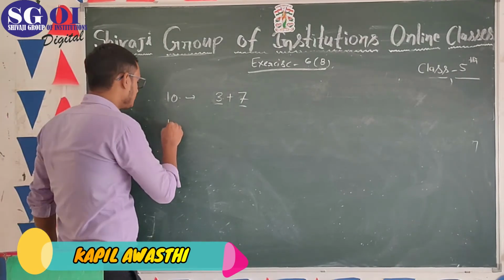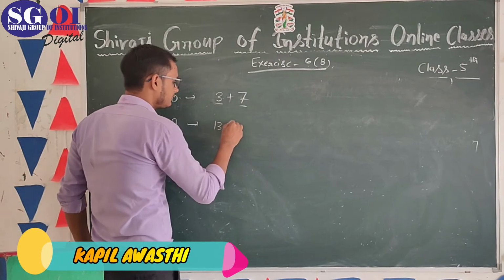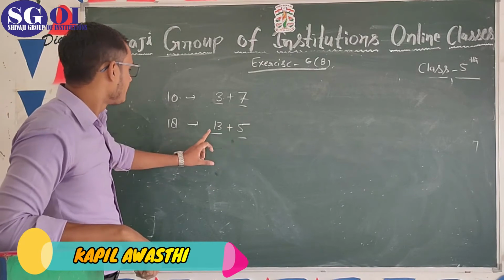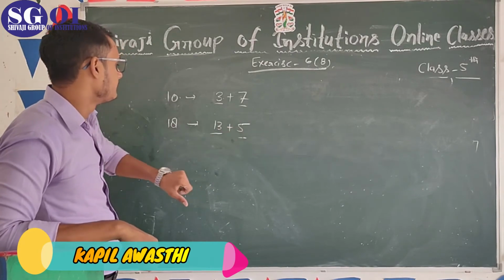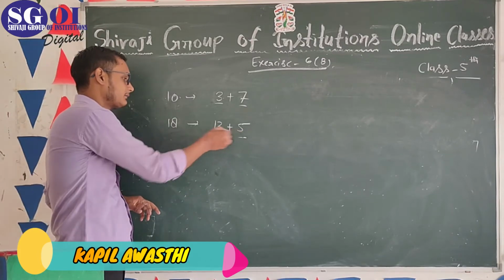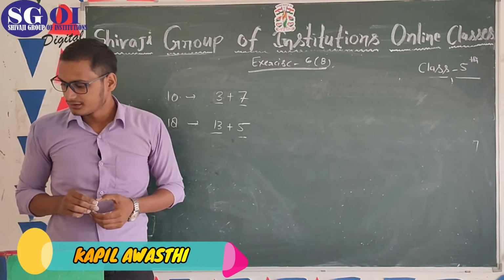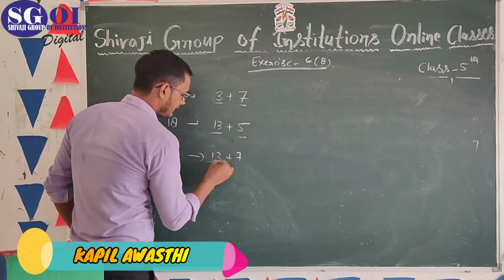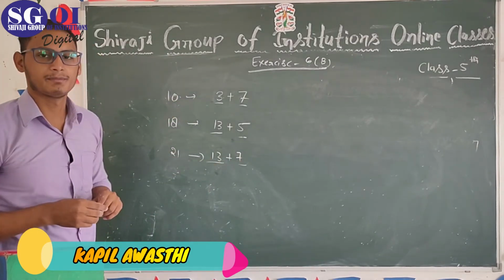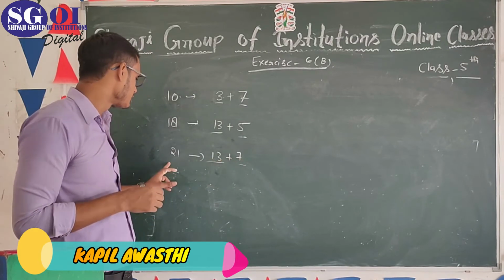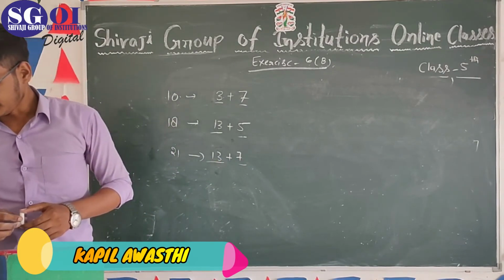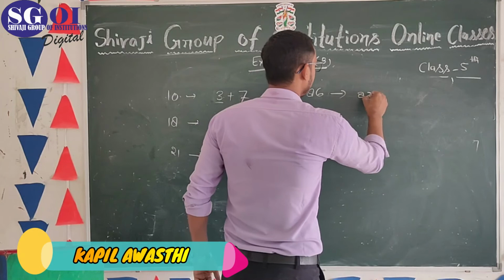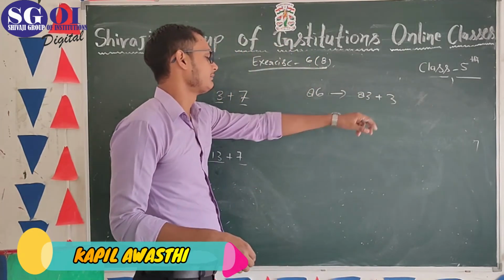Next, 18. 13 plus 5. 13 is a prime number and 5 is also a prime number. So the addition of 13 and 5 is 18. Okay. Next, 21. 13 plus 7 is 20, and 13 is a prime number and 7 is also a prime number. Next, 86. 83 plus 3. The addition of two prime numbers is 86.